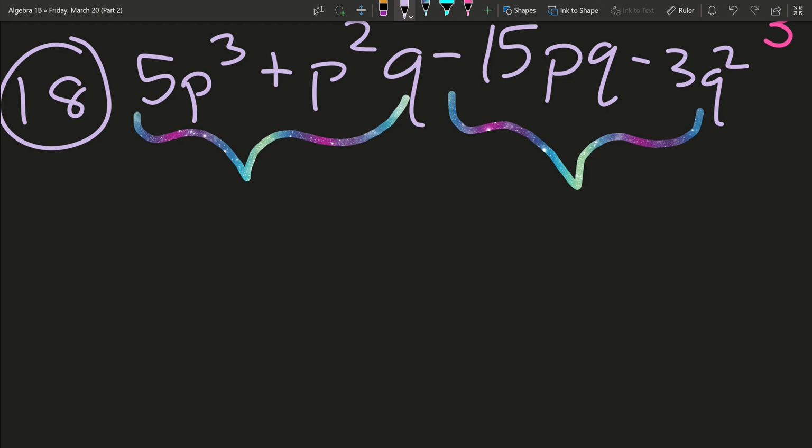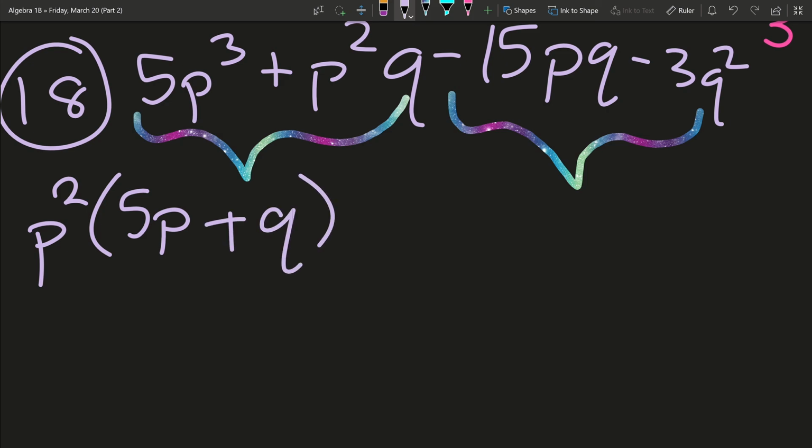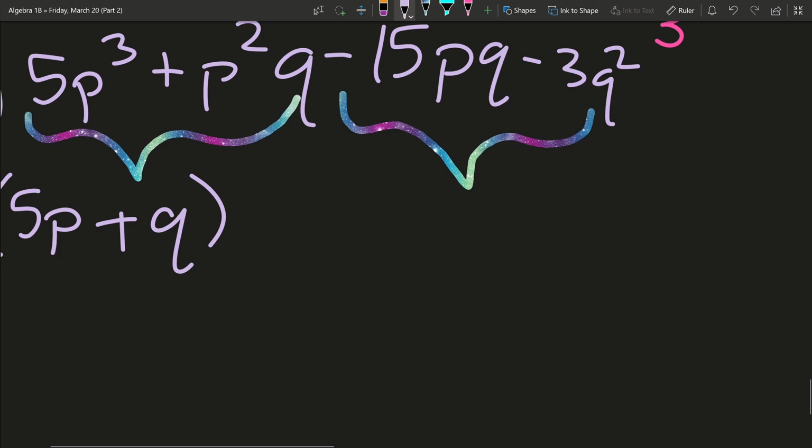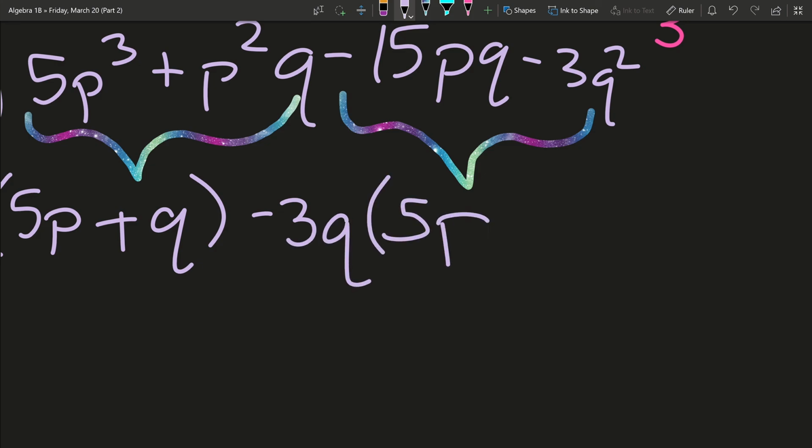But if you look at the variables, we have p to the power of 3 and p to the power of 2. So the biggest variable that we'd be able to take out is p to the power of 2, leaving us with 5p plus q. And the second piece, we have negative 15pq minus 3q squared. The GCF that we'd be able to take out would be negative 3q. So here we're left with 5p minus q. And notice that I took out negative 3 here. We do not want a negative over here, so we take it out earlier.